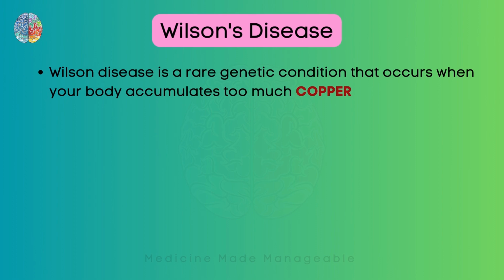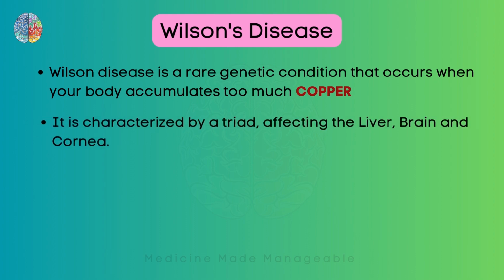So let's start. What is Wilson's disease? It is a genetic condition where there is an excess amount of copper in the body. This should not be confused with hemochromatosis, which is an excess of iron in the body. In this disease, there are three main organs which are affected. These are the liver, brain and eye, specifically the cornea. We will see the details in just a little bit. Also, this is an autosomal recessive condition.